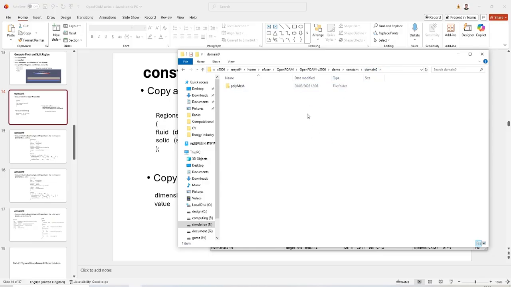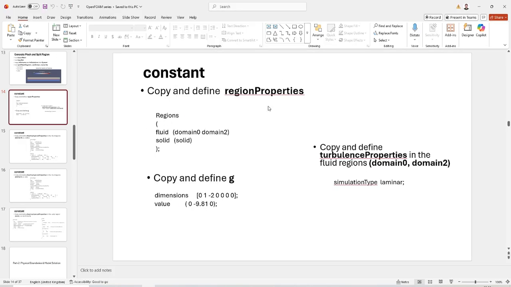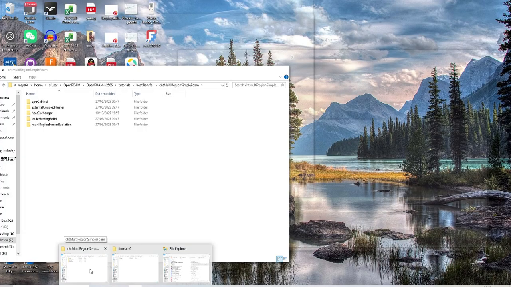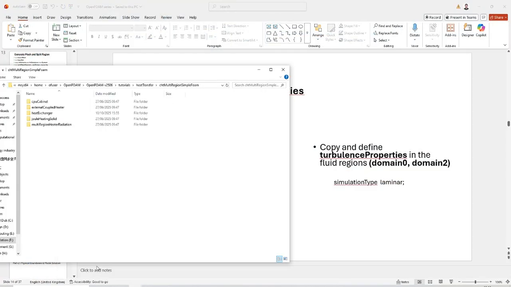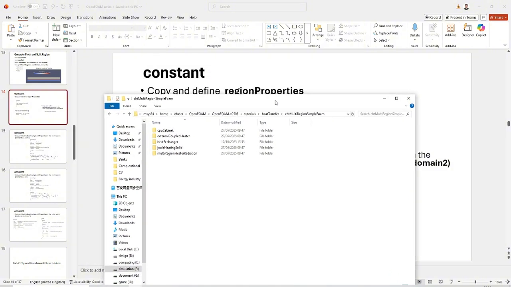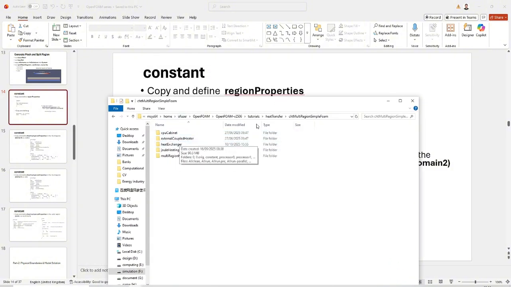But that's only geometric information, and we also need some physical information. Before doing that, we need to define the region properties to let the solver identify which one is solid and which one is fluid. So we can go to any of the tutorial examples, the CHT multi-region simpleFoam.